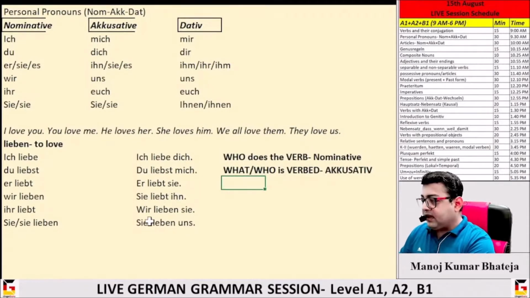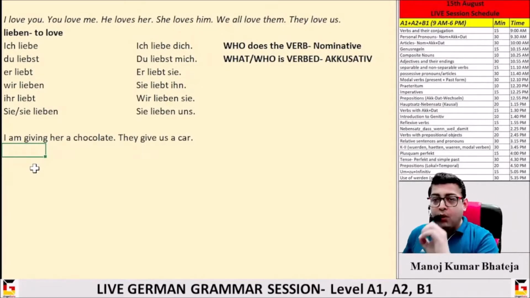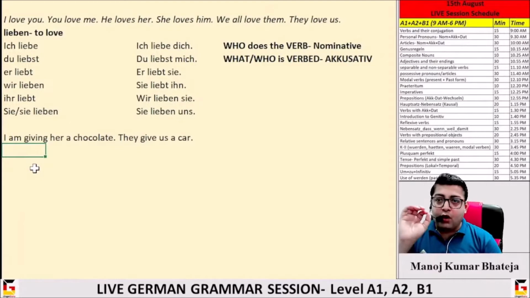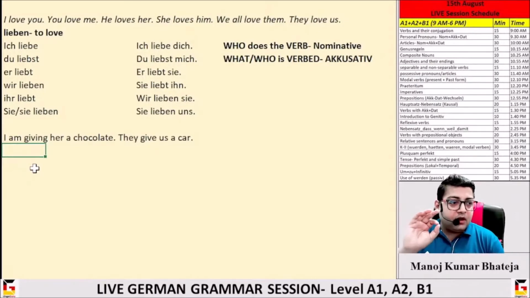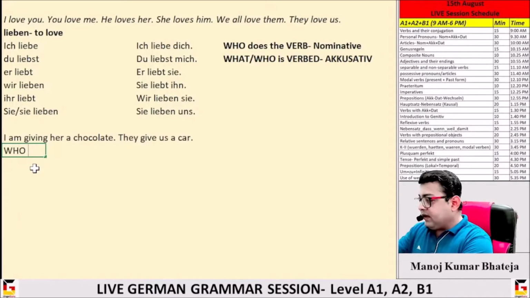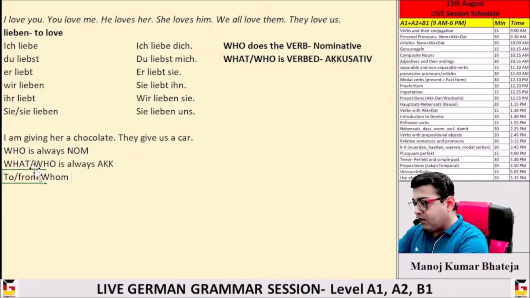If I say the dative, I am giving her a chocolate. They give us a car. In these two sentences, we have to identify who is giving what to whom, who is giving something to whom, who is taking something from whom. If we are able to identify this particular difference, it is easy for us to apply personal pronouns. So remember, who is always nominative, what or who is verbed is always accusative, and to or from whom something is being given or taken, the one from whom it is taken, the one to whom it is given, that is always dative.